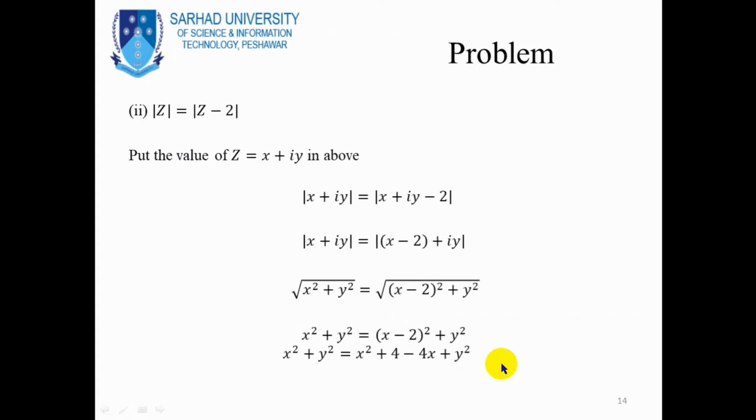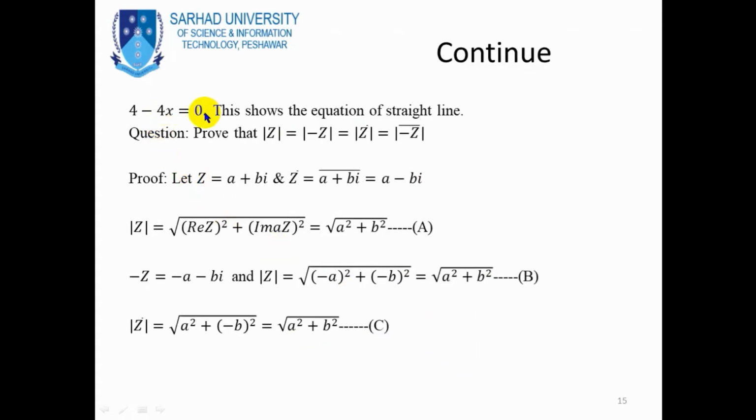Now magnitude of z is equal to magnitude of z minus 2. So putting z is equal to x plus iota y, we obtain magnitude of x plus iota y is equal to magnitude of x plus iota y minus 2. So the magnitude of the left hand side is the square root of x square plus y square, and the magnitude of the right hand side is the square root of (x minus 2) whole square plus y square. Taking square on both sides, we obtain x square plus y square is equal to (x minus 2) whole square plus y square. So after simplification, we obtain x square plus y square is equal to x square plus 4 minus 4x plus y square. So 4 minus 4x is equal to 0. This shows the equation of a straight line.